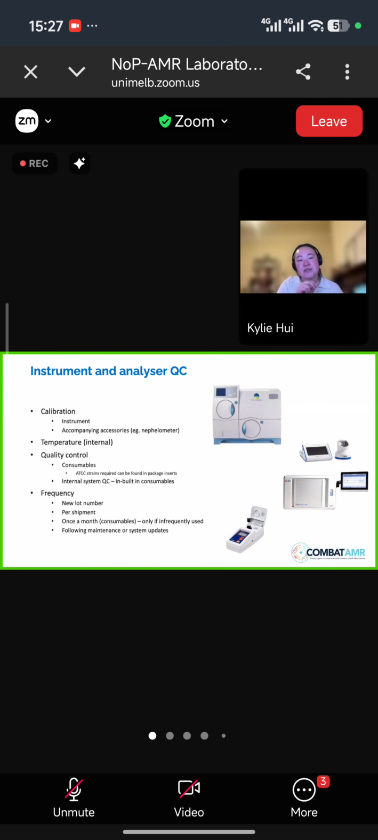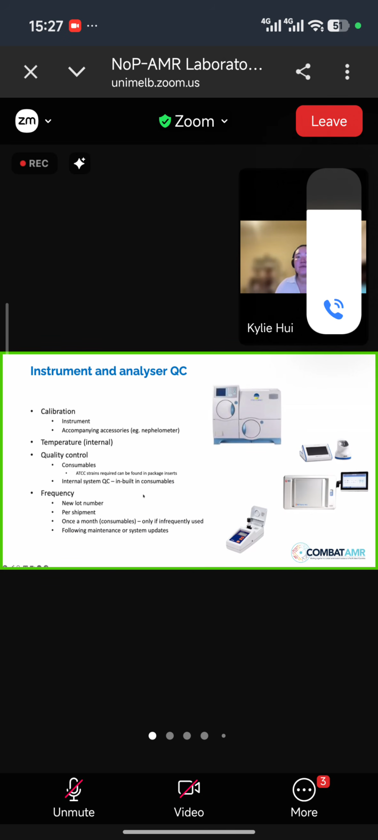And the reason for that is because the 3 organisms have very different characteristics, and the different characteristics will be used to test the different parts of that same card. So the results that it gives you are different. So the in-house QC trick doesn't really help. It doesn't really help with instrument and analyzer QC.